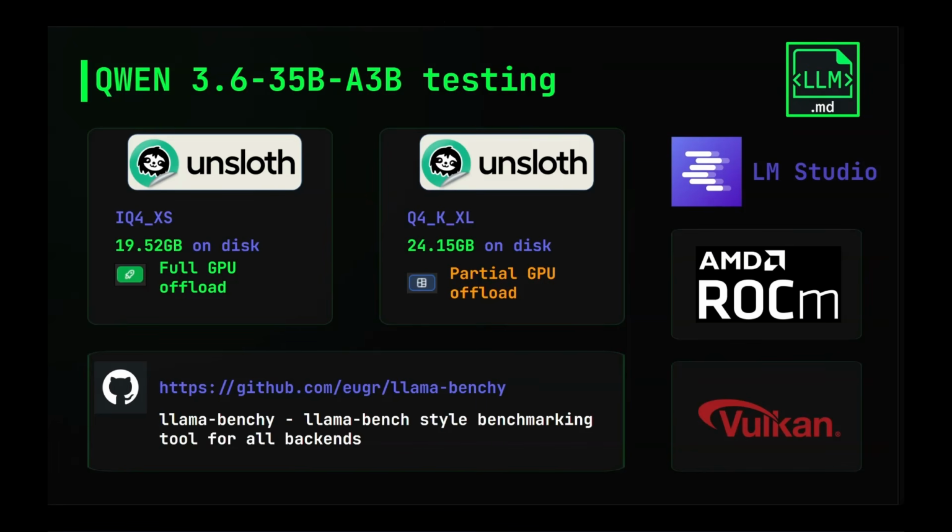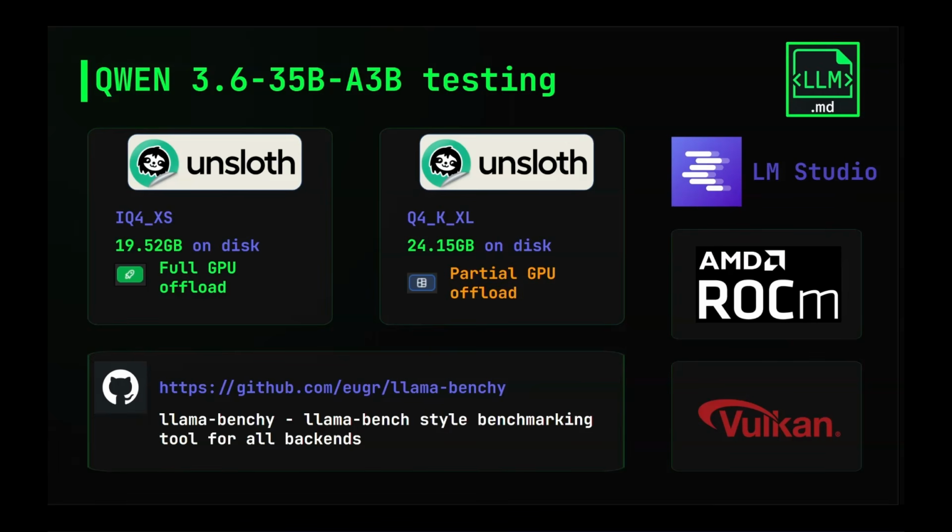For today's testing, we'll be focusing on two specific Q4 quantizations from Unsloth. First up is the IQ4_XS quantization at 19.5 GB on disk. This one should fit entirely on the GPU and enable full GPU offload. Second, we have the Q4_K_XL quantization. This one comes in a bit heavier, 24.15 GB on disk, meaning we'll need to offload some layers to the CPU to make it run.